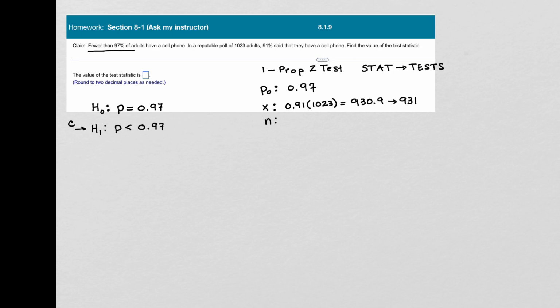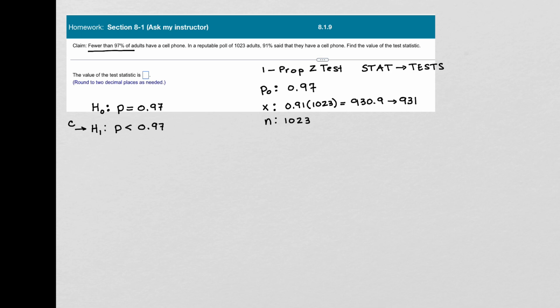This is not like when we had to work with the sample size and we always had to round up. This we're going to round as we normally would round. If it was 930.1, then I would put 930. N is the number of trials. That's the 1,023.